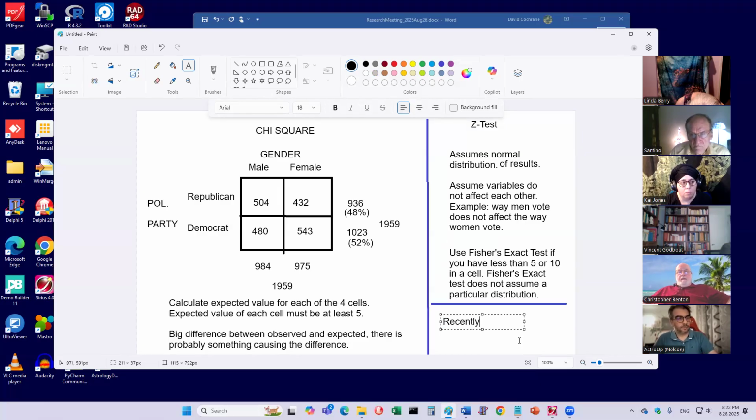And then there are a few other tests. There's another type of test that's similar to the Fisher's exact test. I don't remember the exact name of it. I think it begins with a B. It's something like the Bernard test, but I'd have to look that up.